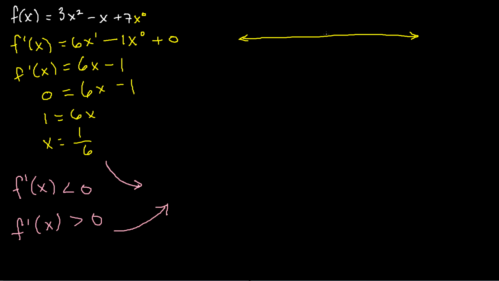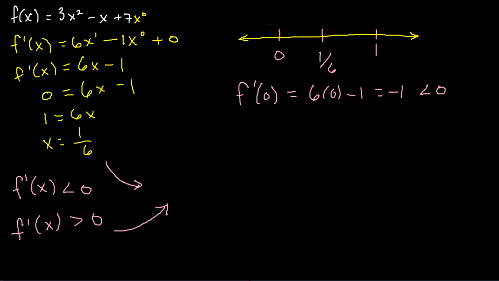So let's try it. So let's start with 1/6, and we're just going to try out a number before 1/6 and a number after 1/6. So the easiest numbers that come to mind are 0 and 1, right? Gotta keep it easy. So what we're going to do is just try it out. Let's see, f prime of 0 is going to be equal to 6 times 0 minus 1. 6 times 0 is 0, minus 1 is -1, which is less than 0. Meaning that from left to right up to this point, this graph is going to be moving down.